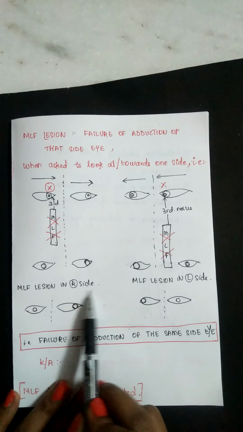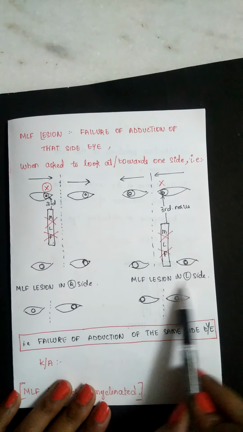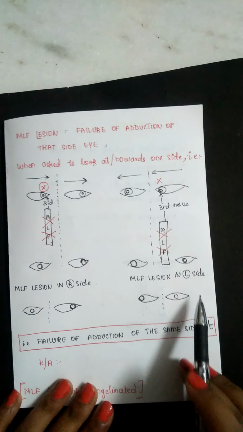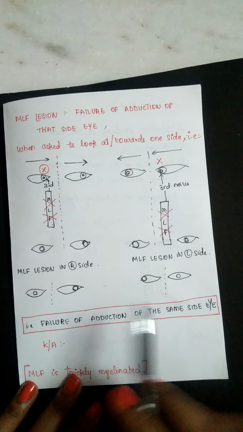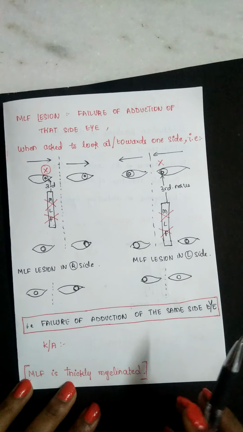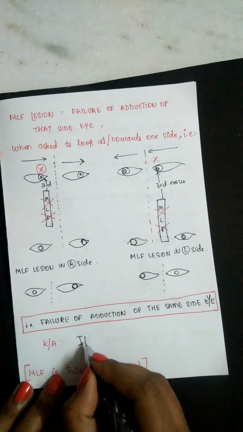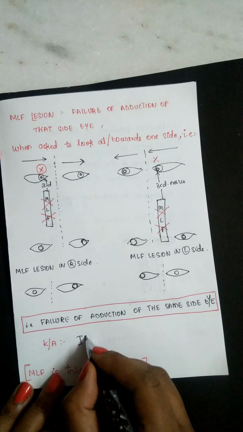With a right-sided MLF lesion, the finding is this, and with a left-sided MLF lesion, the finding is this. So that is failure of adduction of the same side eye. This is about MLF. This is what is known as internuclear ophthalmoplegia.